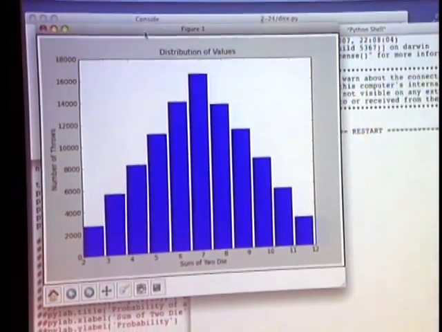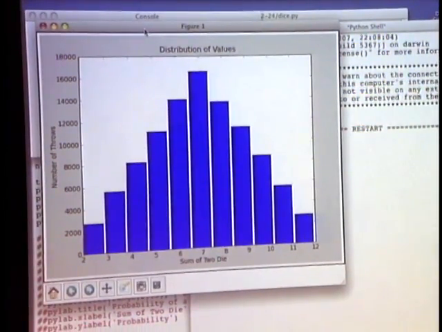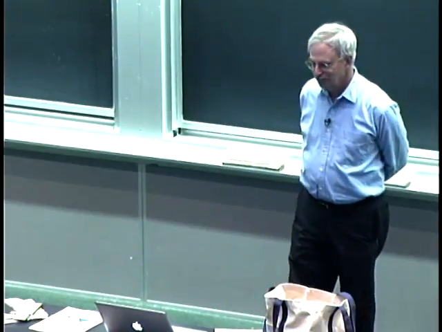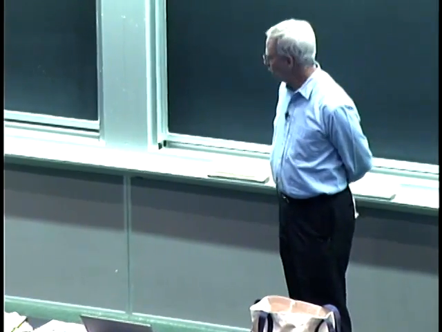And here we see the distribution of values. So we see that I get more 7s than anything else and fewer 2s and 12s. Snake eyes and boxcars to you gamblers. And it's a beautiful distribution in some sense. I ran it enough trials.